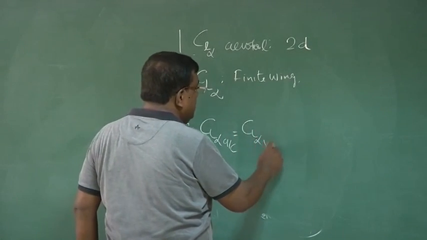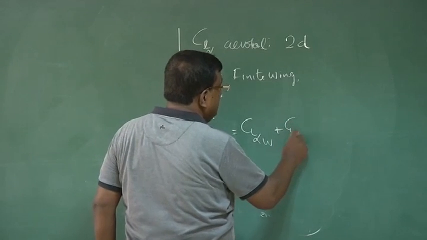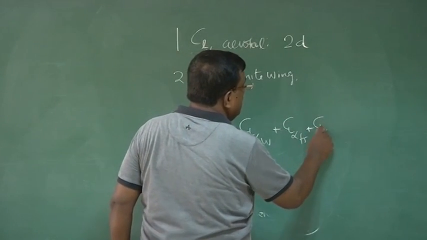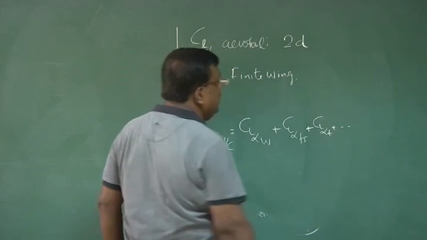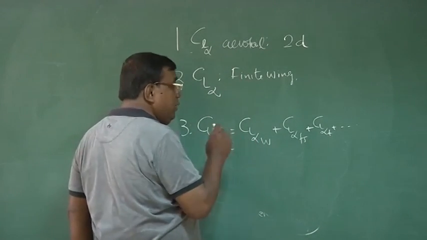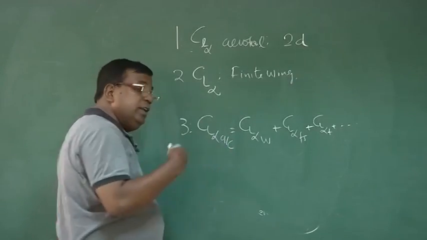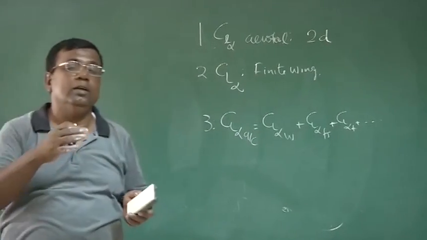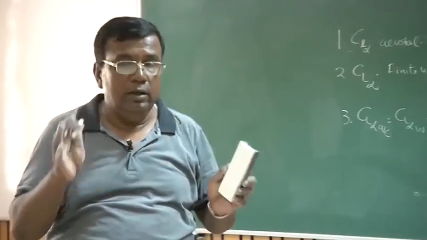And third one is a CL alpha of the whole aircraft, which will be sum of CL alpha of the wing plus CL alpha of the fuselage plus CL alpha of the tail plus any other components are there. But we should be very careful that we have appropriately taken the interference factor between wing body, tail body, all in together, right?